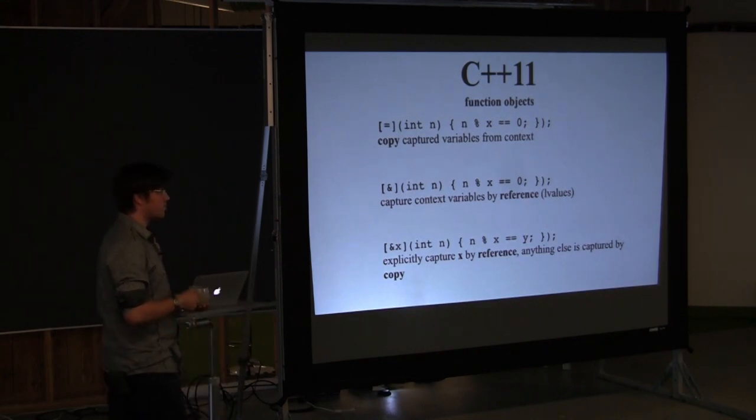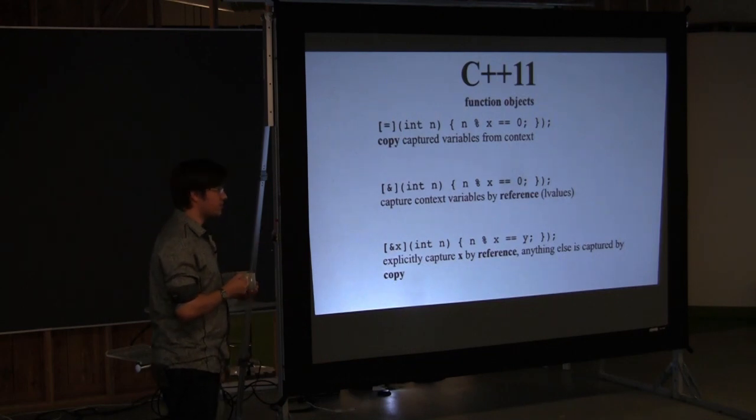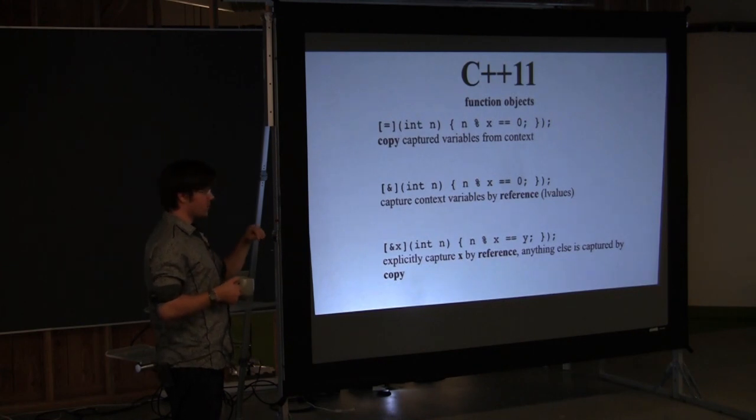Also, if you define x, and when you define a lambda, you change x later on, it's going to be reflected when you call the lambda, right? Only if you capture it by reference. If you capture it by copy or by value, it's going to be copied into the function object at the time of instantiation.